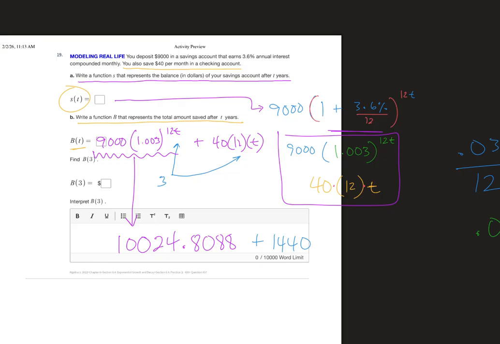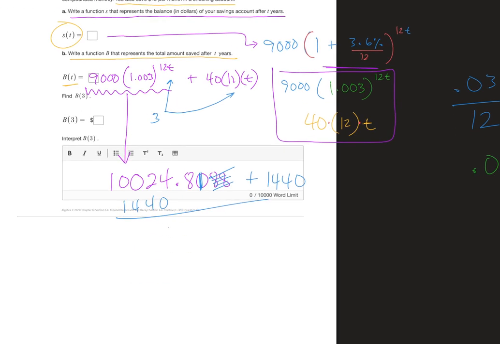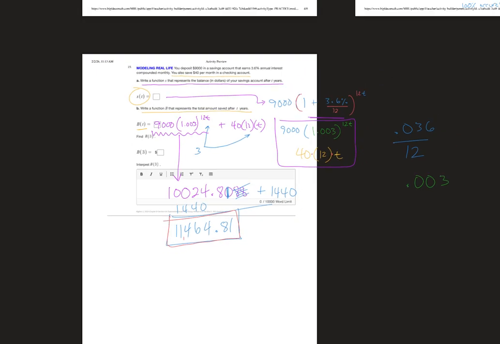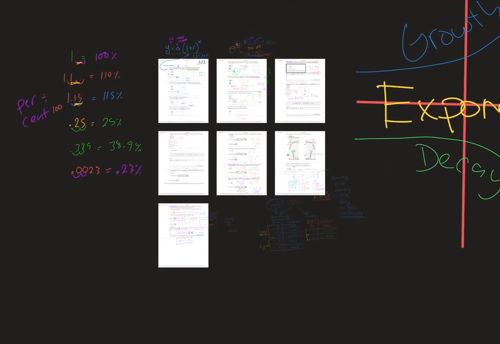It doesn't. So here's what I'm going to do. I'm going to round this to just 1 cent and add the 1440. So we're going to get $11,464.81 is our answer. Okay, that's the end of it.